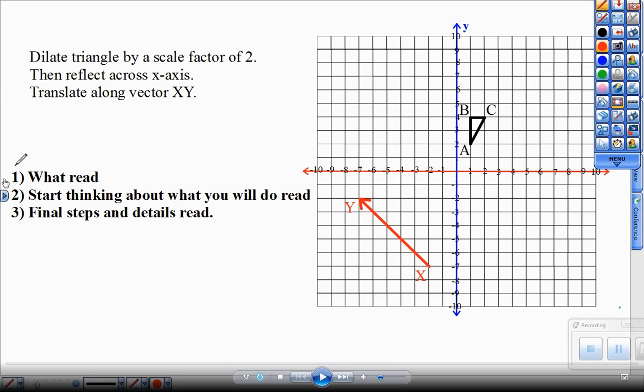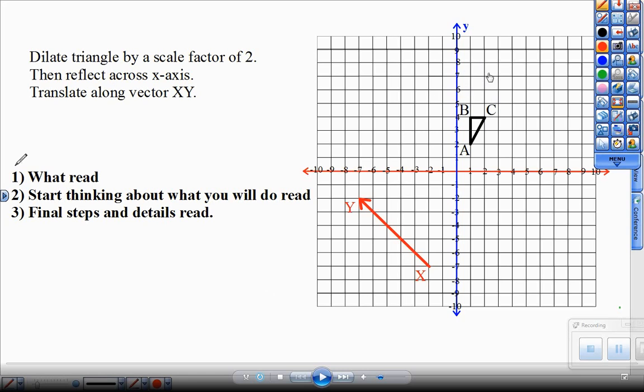Your third reading, definitely more detailed. This is where you're really gritting out the problem. So dilate triangle by a scale factor of 2. I'm going to be moving each point along that ray, over 1 up 2, over 1 up 2 for the new A, over 2 up 4, over 2 up 4 for the new C. Again, following those rays, doubling that distance doubles the size for my dilation.